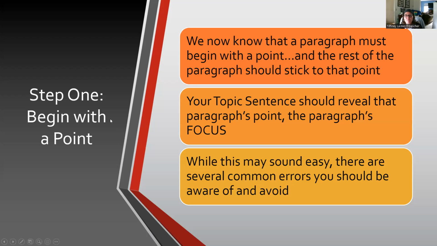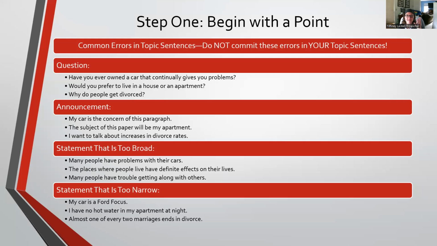So we know that a paragraph must begin with a point and that the rest of the paragraph has to stick to that point. Your topic sentence should reveal your paragraph's focus. And while that sounds easy, and eventually it does become easy, there are several common errors that you need to be aware of and avoid as you start learning about topic sentences. All right, so these 4 errors that you need to avoid.